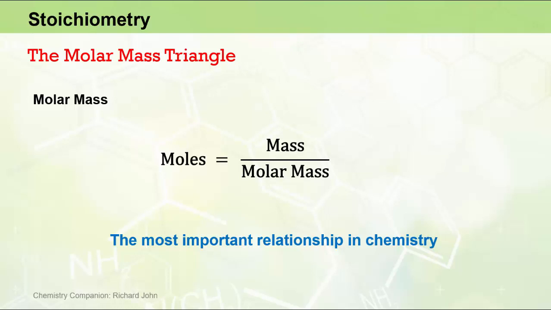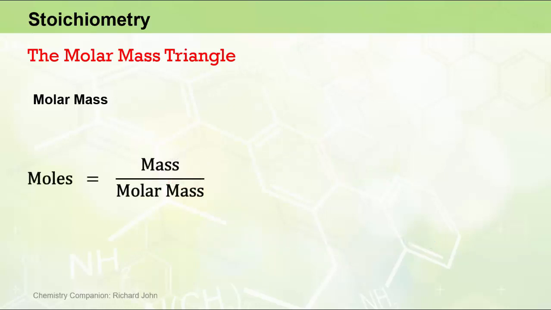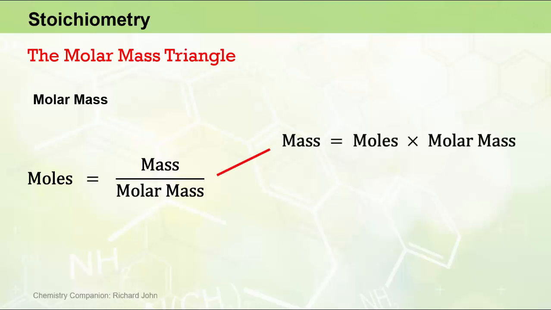And when we're using it, please never forget the importance of the units. The units for moles being the mole, the units for mass being grams, the units for molar mass being grams per mole. We've seen in a previous video that there are three different versions of this equation. We can have moles as the subject, moles equals mass divided by molar mass. We can make mass the subject, mass equals moles times molar mass. And we can have molar mass as the subject, molar mass equals mass divided by moles.